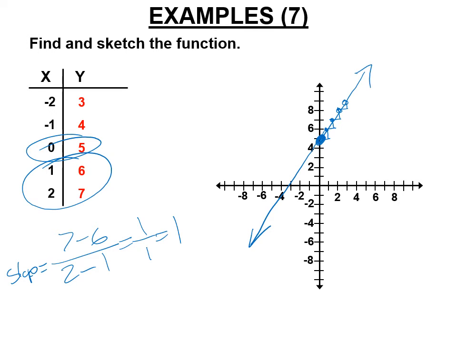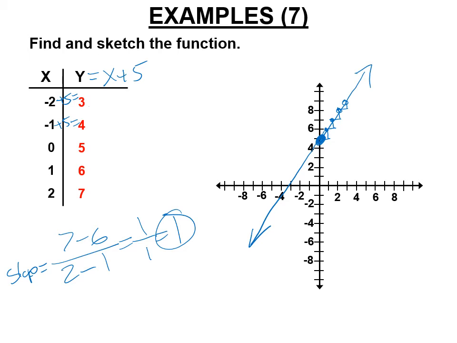So what made this table? I have to write the function. The slope was 1, the y-intercept was 0, 5, so it's y equals x plus 5, right? Now, is that what made all these combinations? Negative 2 plus 5 is 3. Negative 1 plus 5 is 4. 0 plus 5 is obviously 5. 1 plus 5 is 6. 2 plus 5 is 7. Yeah, that's what made that.